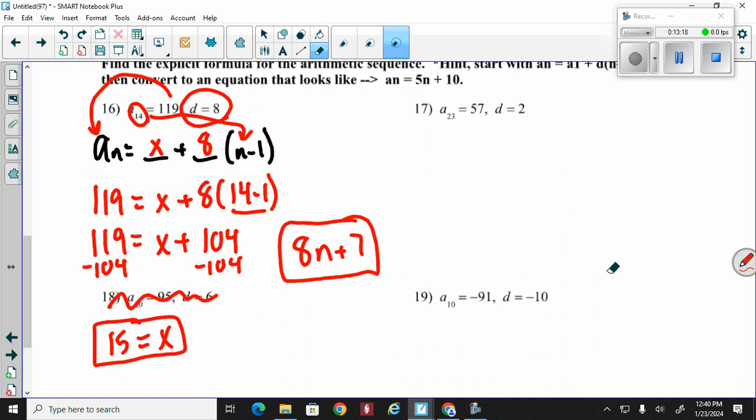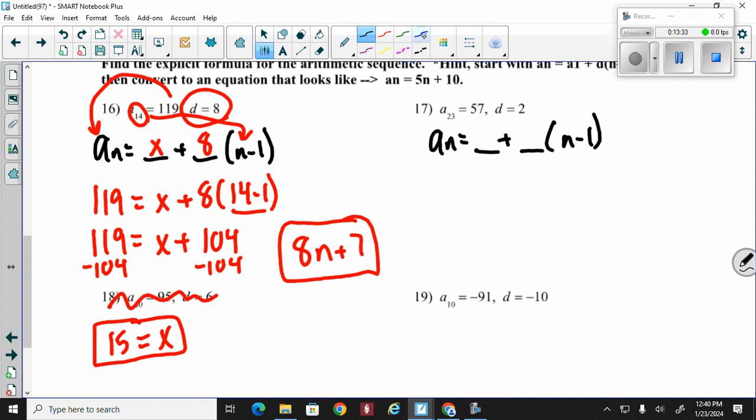All right. Let's try 17. 17, 18, 19 are exactly the same. So I'm just going to do 16 and 17, and then I'll just give you the answers for 18, 19. So again, I've got to find my first term, something plus something, n minus 1. My common difference is 2. I'm looking for my first term. 57 will go here. 23 would go here.